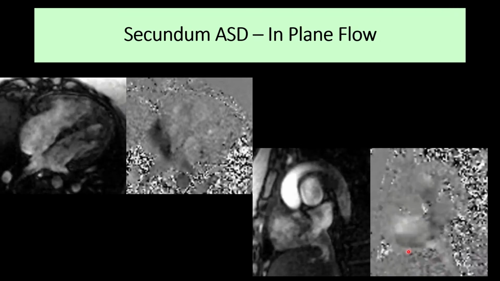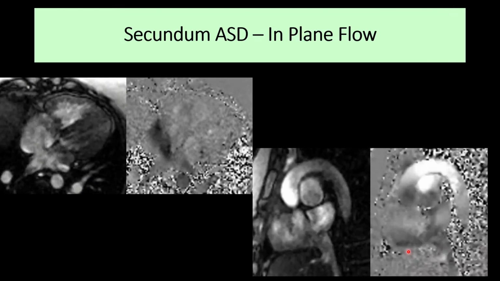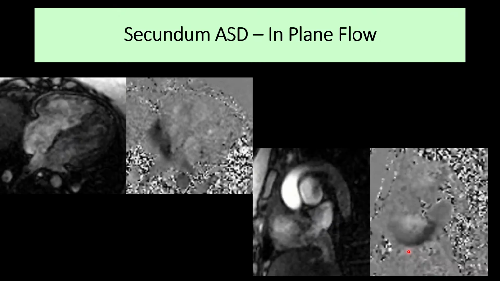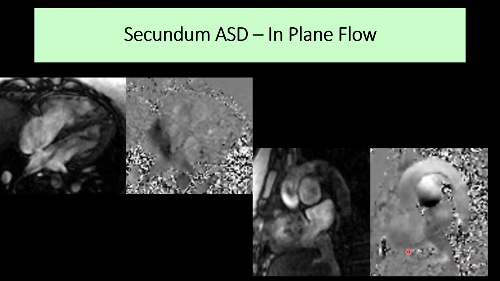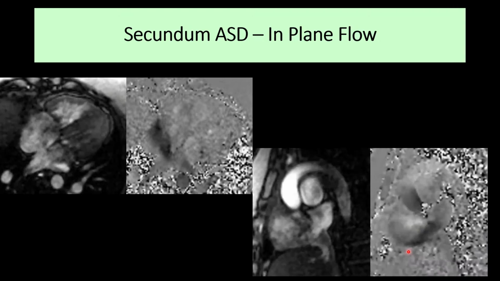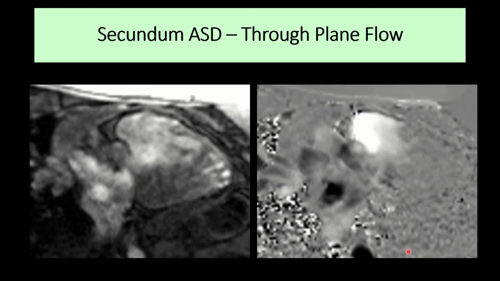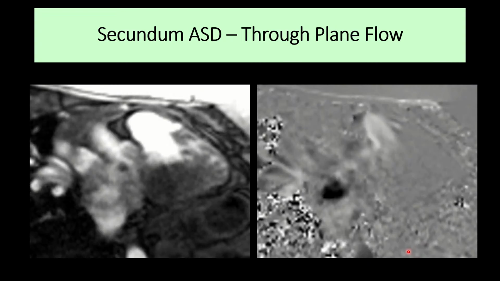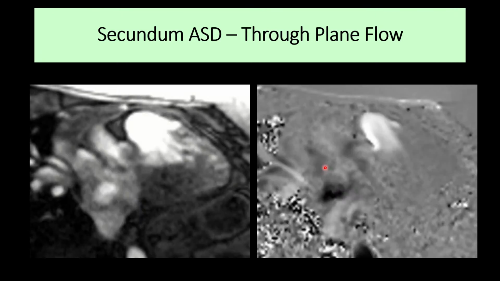So what else can we show our referring doctor with phase contrast? My MRI fellows? We definitely need the Qp to Qs, yes. And just to further characterize the anatomy here, we usually show through plane flows. And we show the same images.